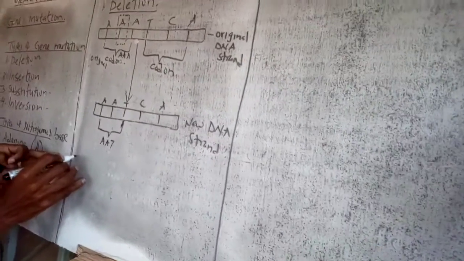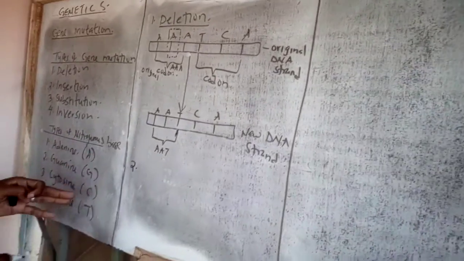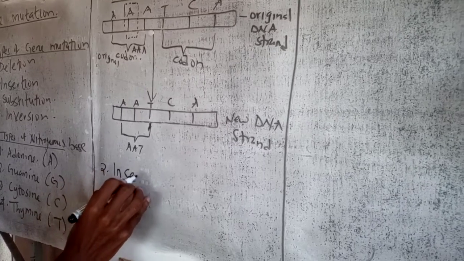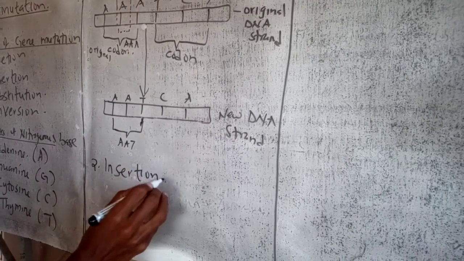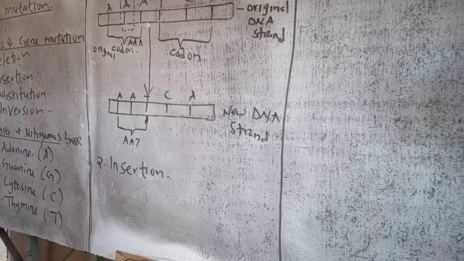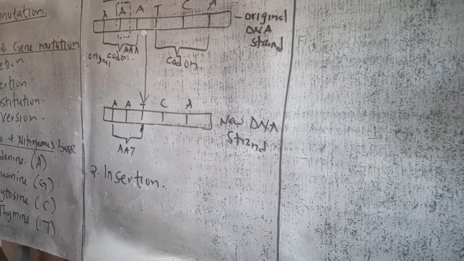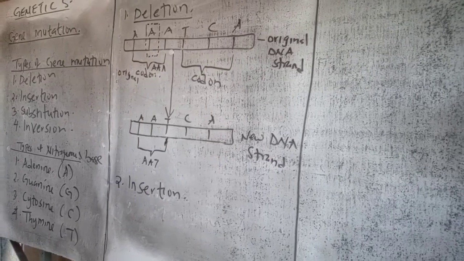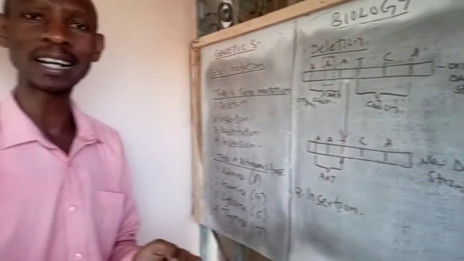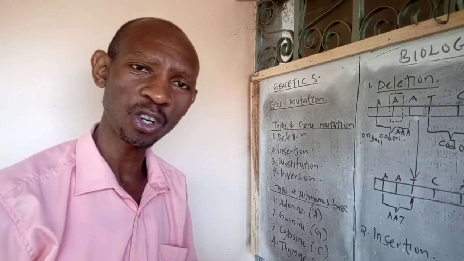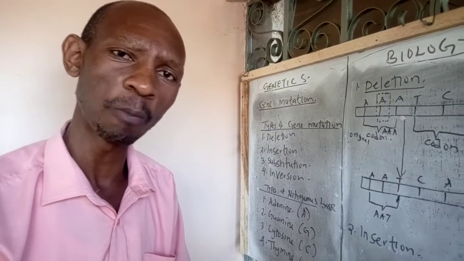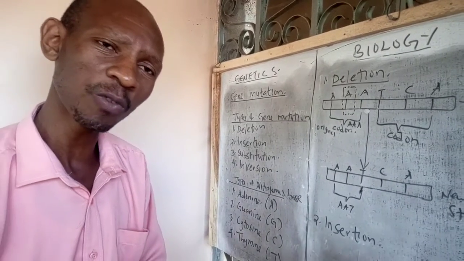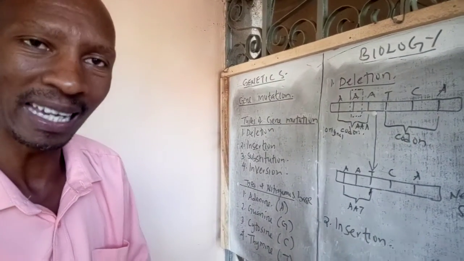As far as the second one is concerned, we have insertion. Insertion is the addition of an extra nitrogenous base onto the existing DNA strand. If there is an addition of an extra nitrogenous base onto an already existing DNA strand, this kind of gene mutation is referred to as insertion.